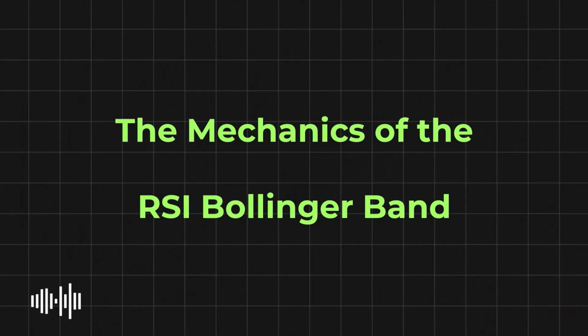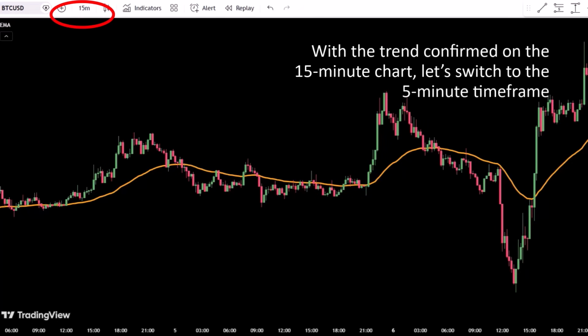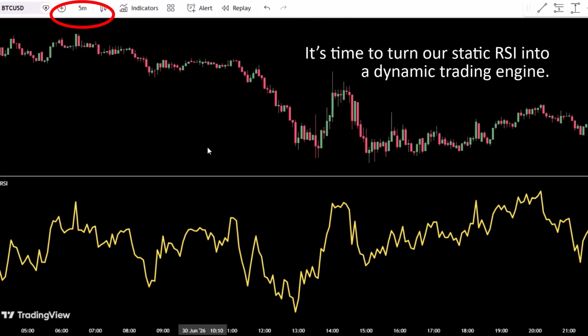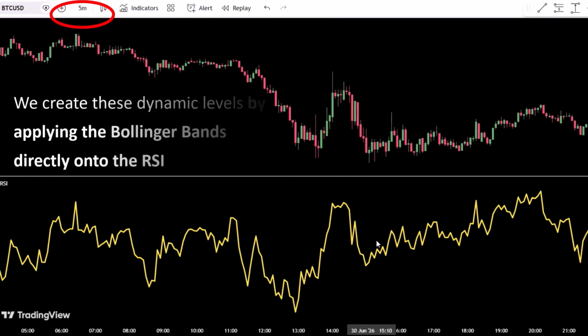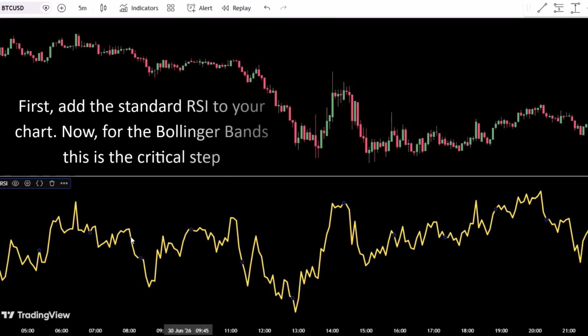The mechanics of the RSI Bollinger Band. With the trend confirmed on the 15-minute chart, let's switch to the 5-minute time frame. It's time to turn our static RSI into a dynamic trading engine. We create these dynamic levels by applying the Bollinger Bands directly onto the RSI. Here are the steps. First, add the standard RSI to your chart.